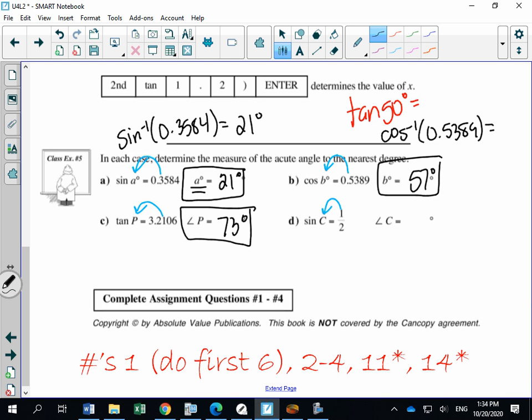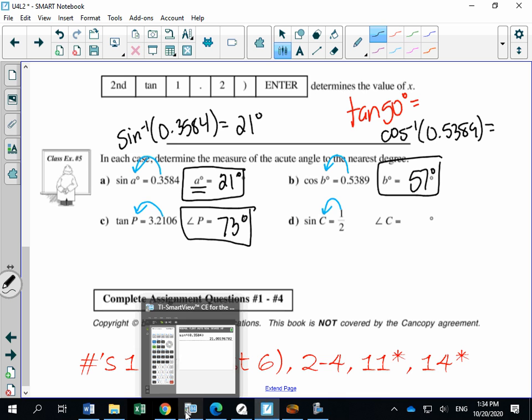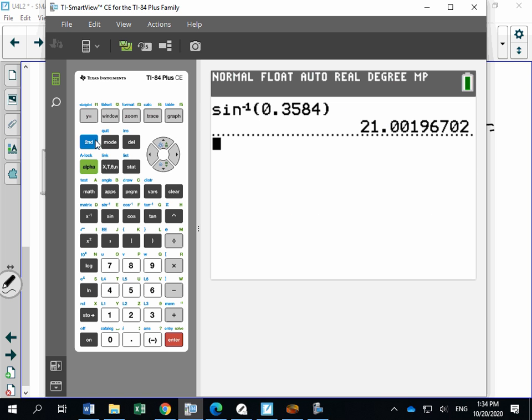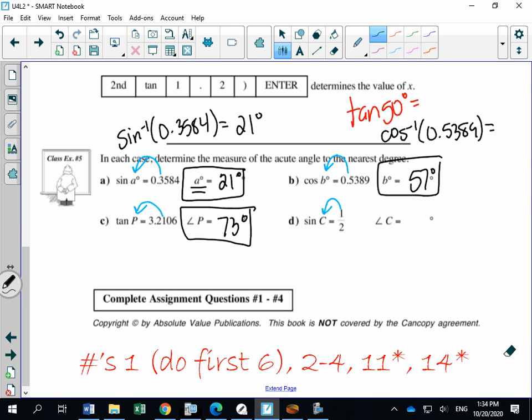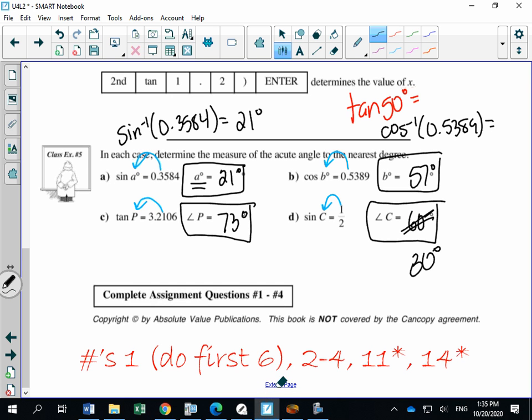I'm not getting 60. Is that what you got, 60? Let me double check. Are you guys getting, I'm getting 30. Let's check. Second function sine of 1 divided by 2, 30. So double check that one, why 60 came up for yours. Oh, 60 would be if you typed in cos. Okay, so this is 60 degrees. What's that? Oh, it's 30, sorry. 30 degrees.